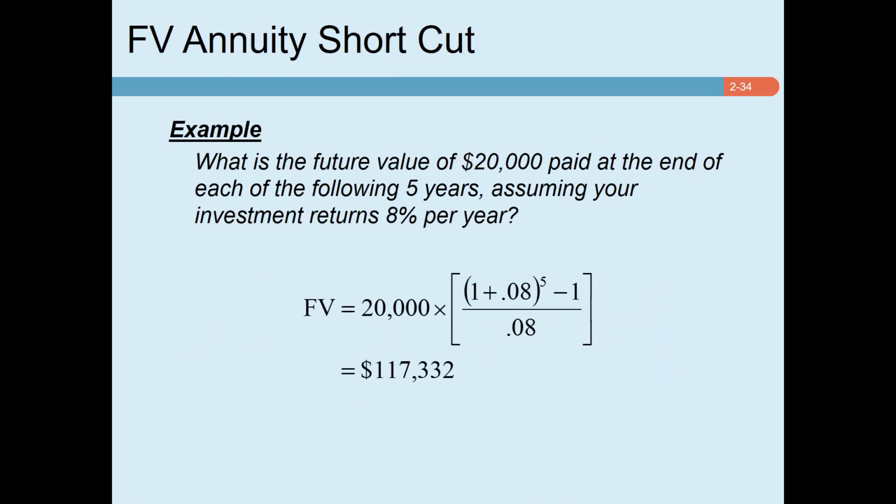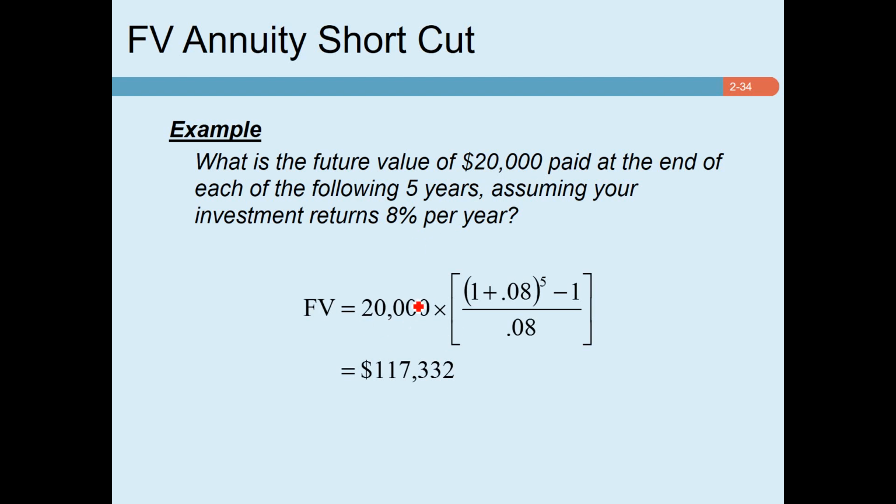Look at this example. What is the future value of $20,000 paid at the end of each of the following 5 years, assuming your investment returns 8% per year? You can see that it's a periodic cash flow because you are paying $20,000 every year at the end of each year. So it's not an annuity due, it's an ordinary annuity because the amount is paid at the end of each year, and your interest rate is 8%.